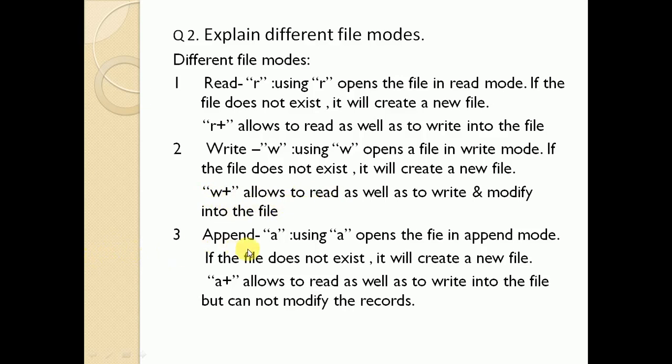Third mode, that is append mode, which is indicated by small a. Using a opens the file in append mode. If the file does not exist, then it will create a new file. With a plus, it allows you to read as well as write into the file, but here you cannot modify the records in the file. So these are the important file modes.